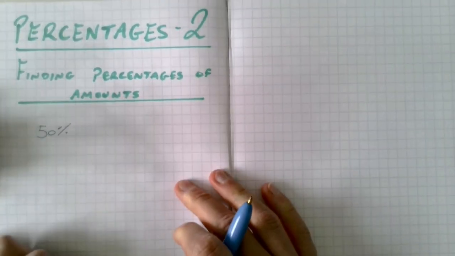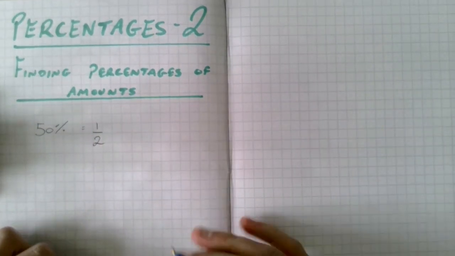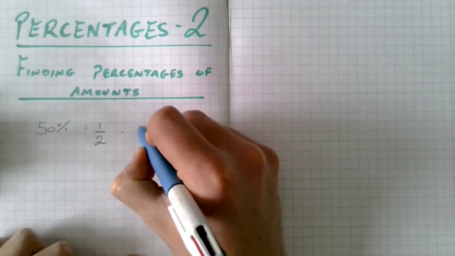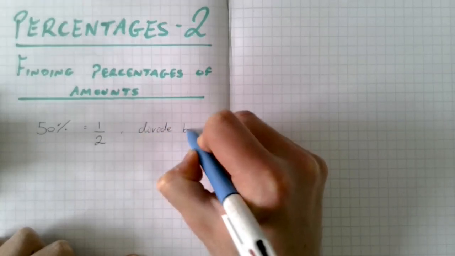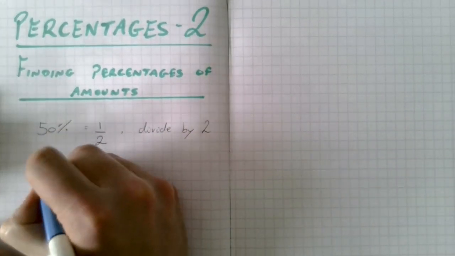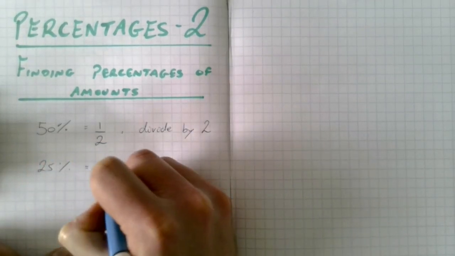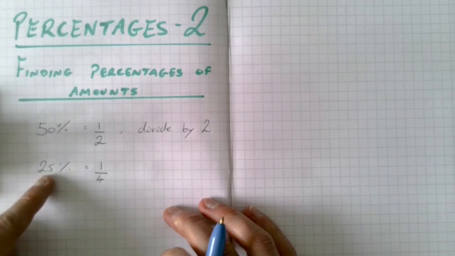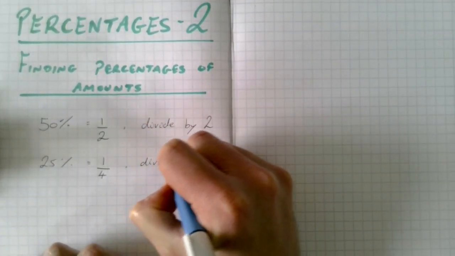So we've got 50%, which is the same as a half. So if I wanted to find 50% of something, I would divide by 2. If I was looking for 25% of an amount, well, that's like a quarter. 25 is a quarter of 100%. So I would divide by 4.